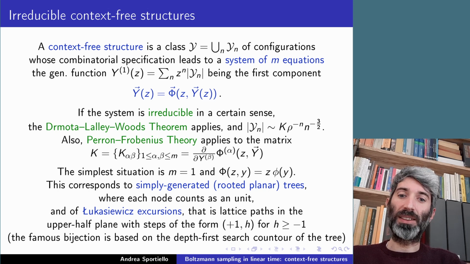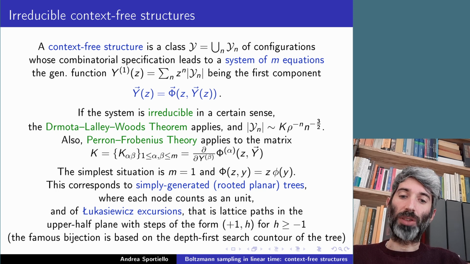And in the analysis of the algorithm that I do, I also use the hypothesis of this theorem and the fact that I can use the same Perron-Frobenius theory at important points of the derivation. In particular, this theory applies to the matrix, which is the linearization of the function phi.